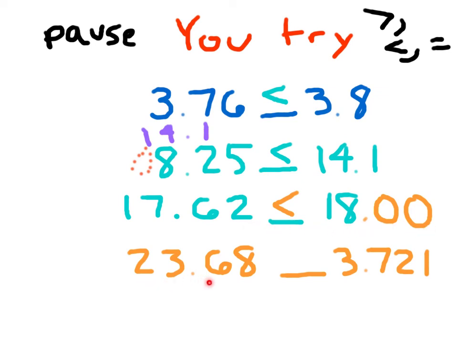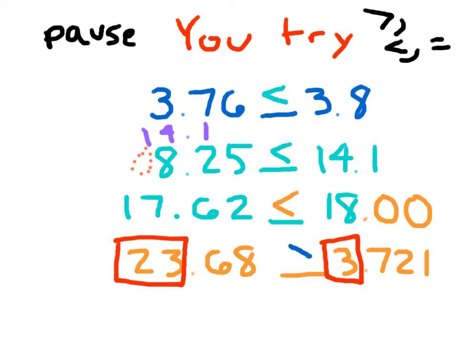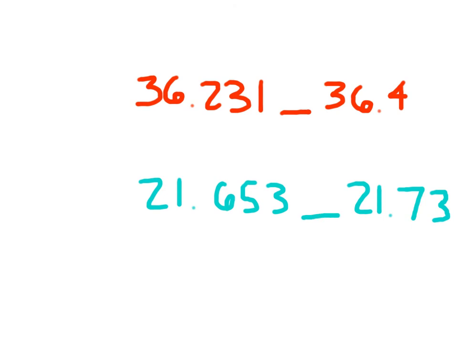For our final number, we've got this number 23 and 68 hundredths, and then we have this number 3 and 721 thousandths. Again, taking a look at those whole numbers there, we've got 23 versus 3. That's the whole number part of our decimal number, and we already know that 23 is greater than 3. And so I'm done with my work there. I'll leave you with 2 last problems.